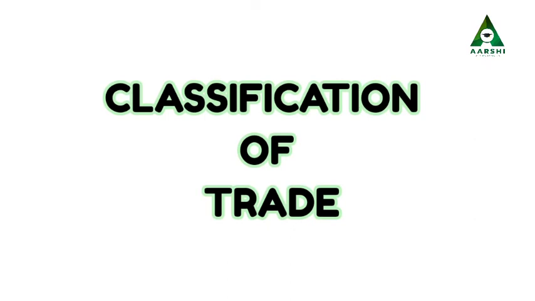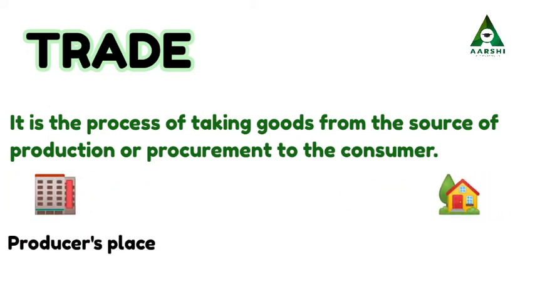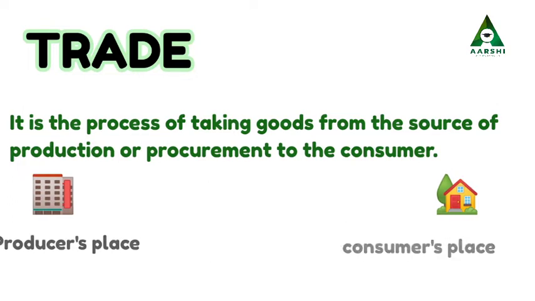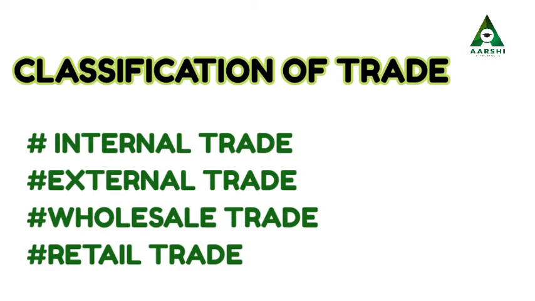So in our today's class, we'll discuss about the classification of trade. As in our previous class, we have already discussed about the classification of commerce, where we classify commerce into two categories, that is trade and aids to trade. Where trade means the process which involve transfer of goods and services from the place of production or producer to the place of consumption or consumer. Now, this is possible through various channels. So, on the basis of channel, we can classify the trade into various ways. That is internal trade, external trade, wholesale trade and retail trade.